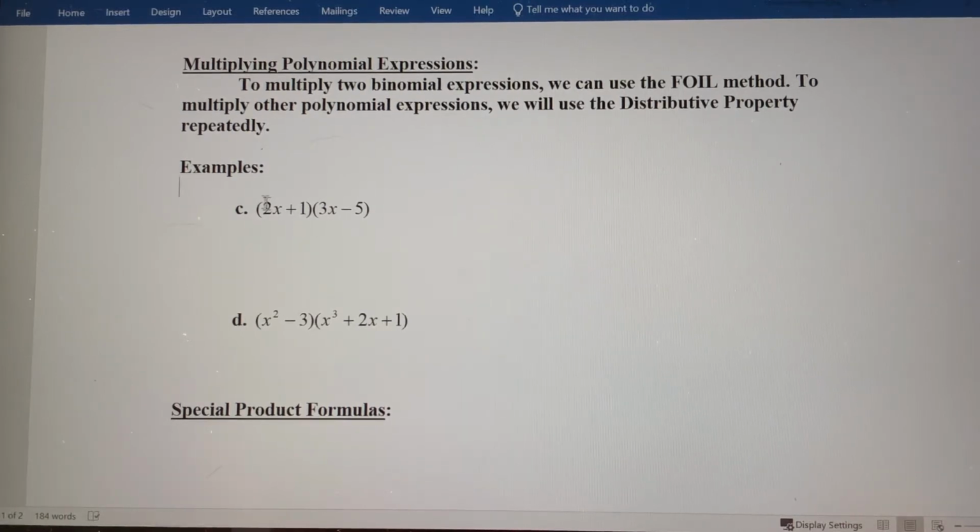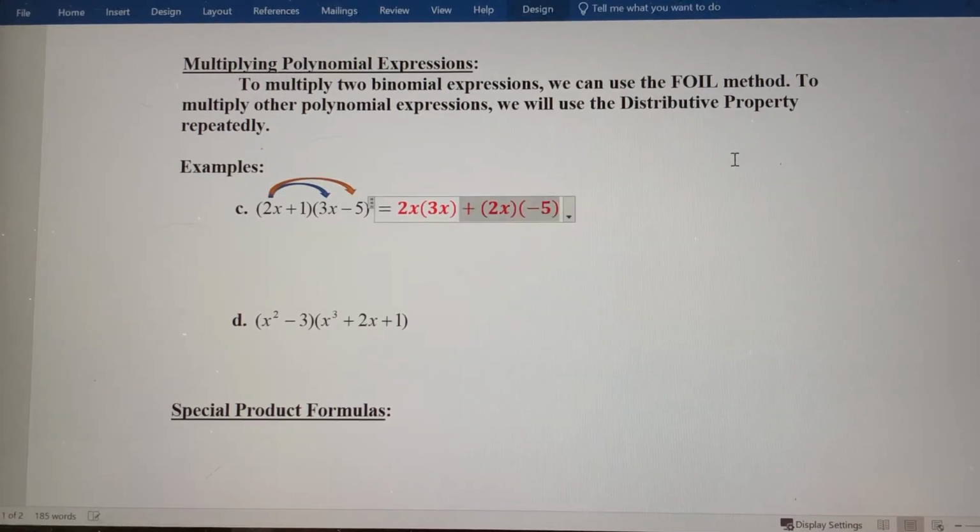So first things first, I want to multiply each term in this binomial times each term in this binomial. So I'm going to start with multiplying the first term of each binomial. So 2x times 3x. Then, again, if you want to think about FOIL, it'd be the outside term. So I want to multiply the outer term here, 2x, times the outer term here, negative 5. So 2x times negative 5.